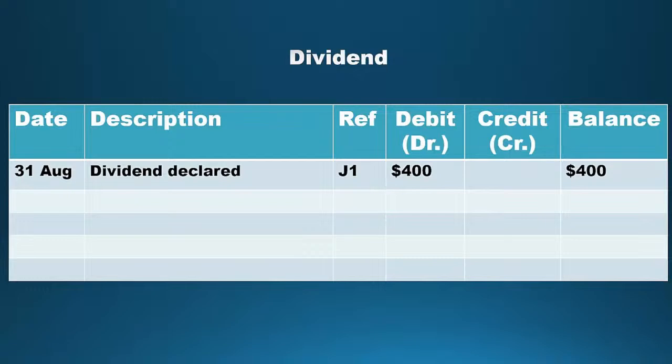Dividends declared ledger. 1. Date. Write the date, August 31. 2. Narrative. Add the narrative. Declared and paid dividends to shareholders. 3. Reference. Include the journal reference, J1. 4. Amount. Enter $400 in the debit column. We debit dividends declared because dividends reduce retained earnings, and they are recorded as a debit to show this reduction.